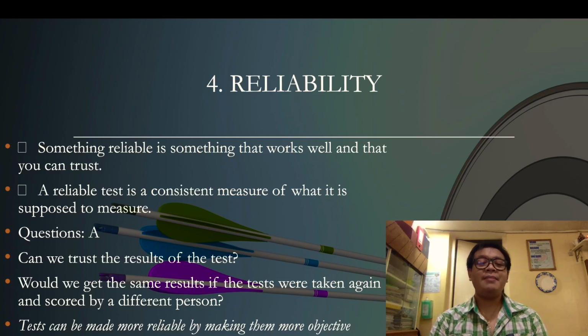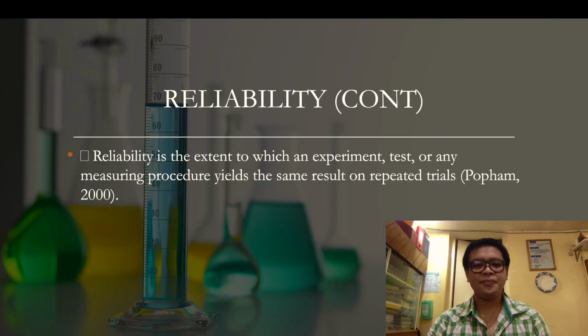Number four would be reliability. Reliability talks more about something that works well, that you can trust. A reliable test is a consistent measure of what it is supposed to measure. Say, for example, we have here question A. Can we trust the result of the test? Would we get the same result if the test were taken again and scored by a different person? So tests can be made more reliable by making them more objective, and this could be in controlled items.